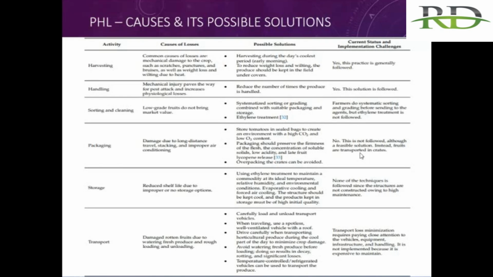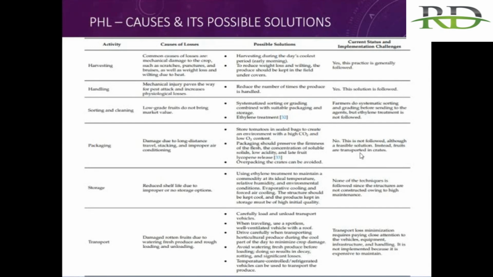But at handling, mechanical injury paves the way for pest attack and increases physiological losses. Possible solution: reduce the number of times the produce is handled. Yes, this solution is also followed. Sorting and cleaning: low grade fruits do not bring market value. Possible solution: systematized sorting or grading combined with suitable packaging and storage.